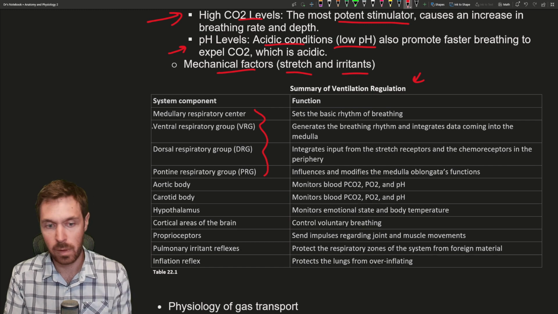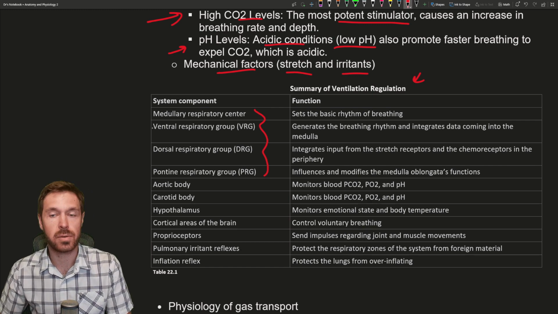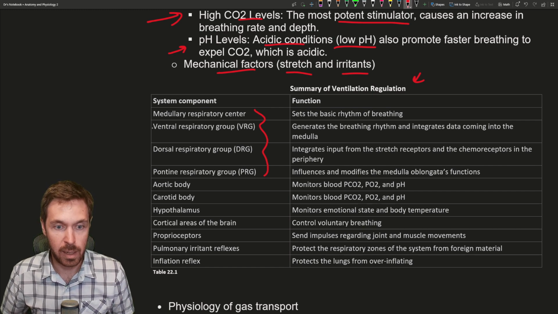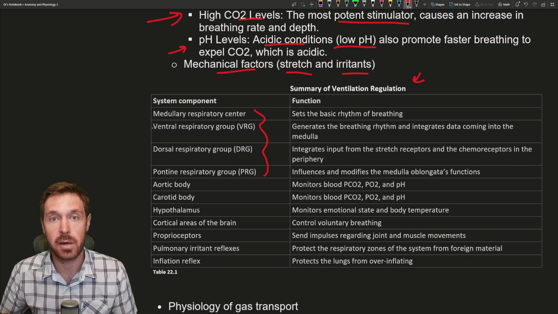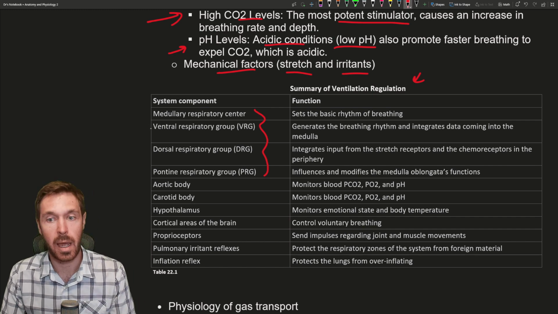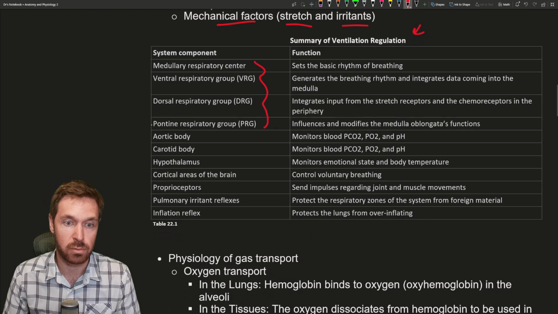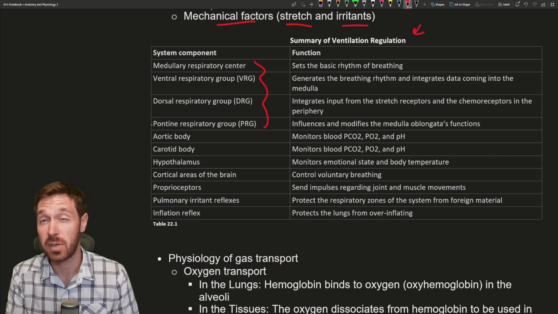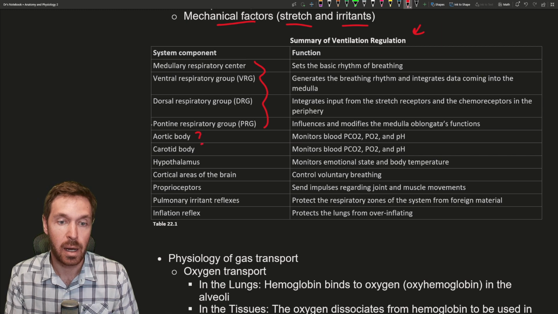And so, like I said, don't go into too much headache on these, but these are just part of the medulla oblongata and the hypothalamus, and they're monitoring all of this and controlling that output and setting that initial rhythm. And then here, these are all parts monitoring CO2, oxygen, and pH levels. So the aortic body, carotid body, monitoring what's leaving the heart, monitoring what's coming up to the brain.